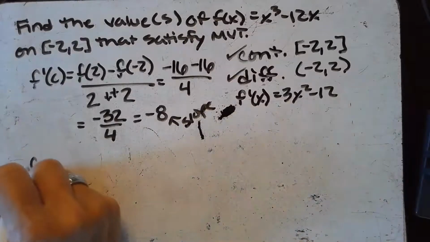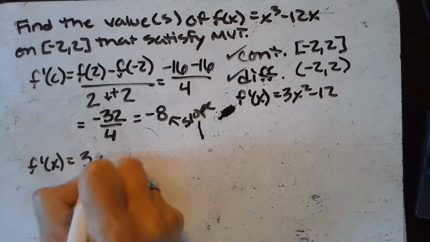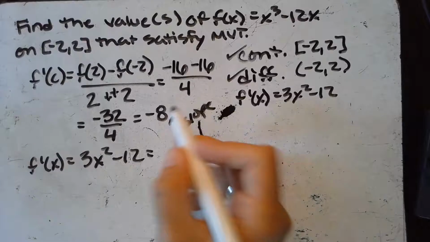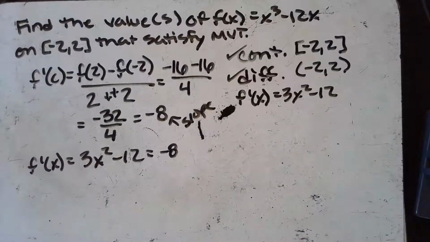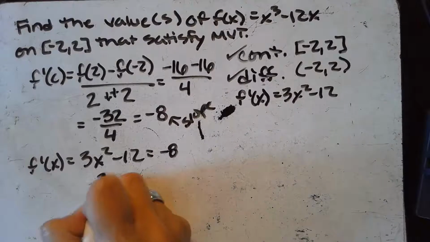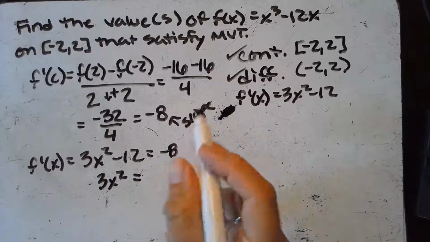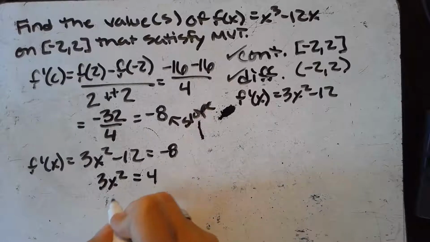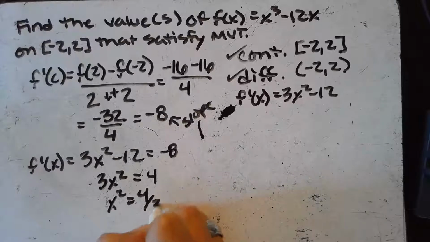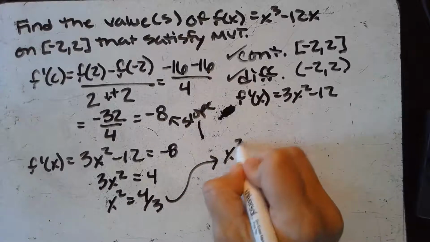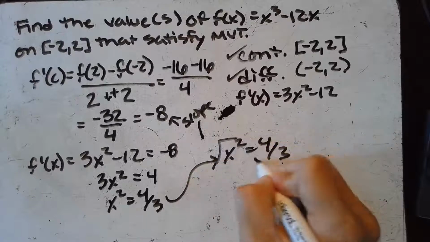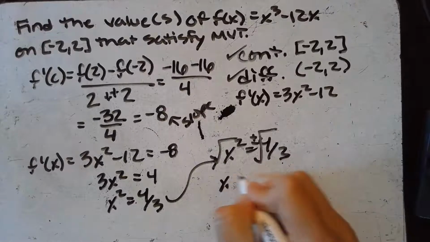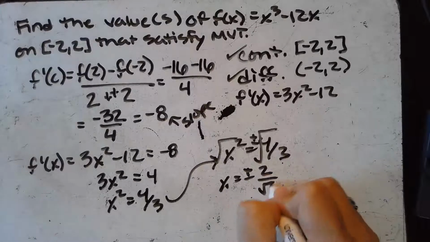Well, let's take f prime of x, which we just found a little bit ago, and we want to find the values of x, or we could plug c in there, that has that same slope. So here, I'm going to solve this quadratic. 3x squared equals, add the 12 over, and I get 4. Divide by 3, so x squared equals 4/3. And before I go off, I'm going to rewrite this right over here. I'm going to take the square root. Don't forget plus or minus. All right, so this makes x equals plus or minus 2 over the square root of 3.